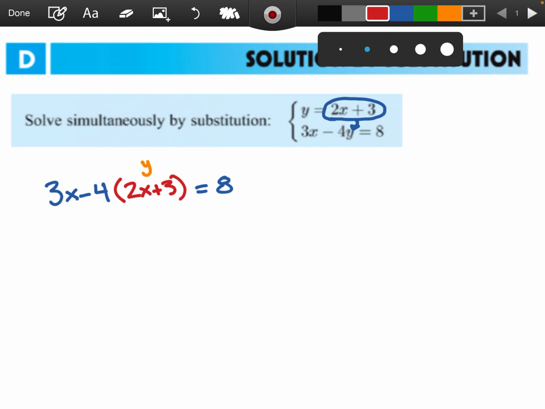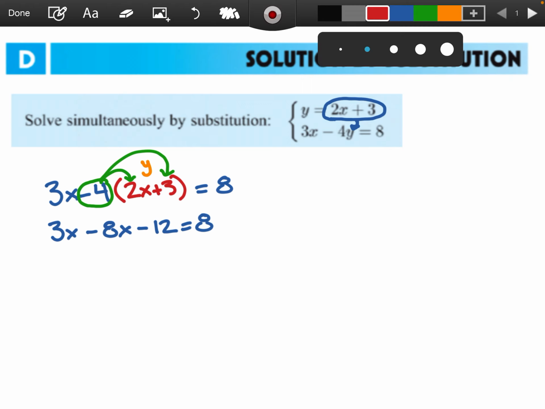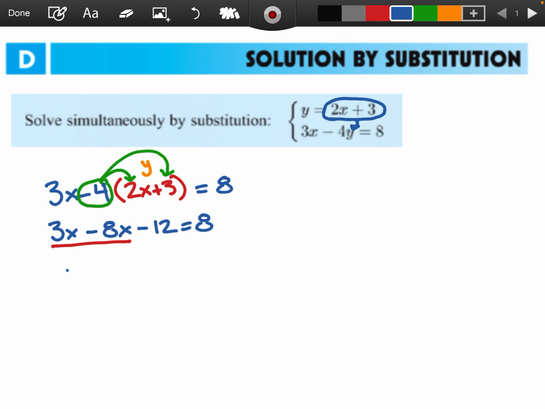We're going to start by expanding brackets. In this one, we need to pay close attention because what's multiplying into this set of brackets is in fact a negative 4. So our next line will read 3x minus 8x minus 12 equals 8. Then we're going to combine our like terms, which in this case is 3x minus 8x. That gives us negative 5x minus 12 equals 8.